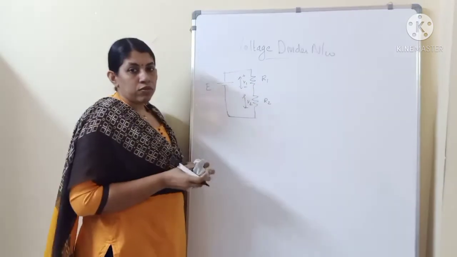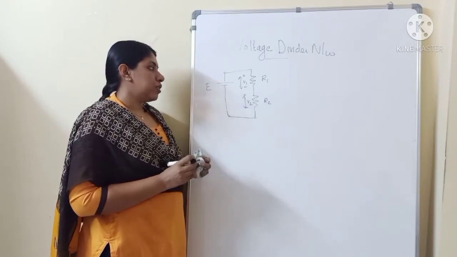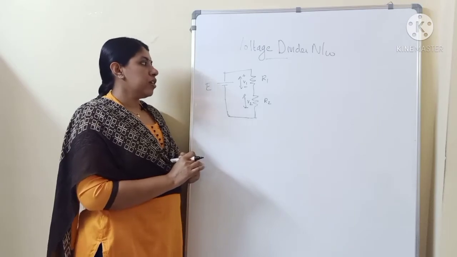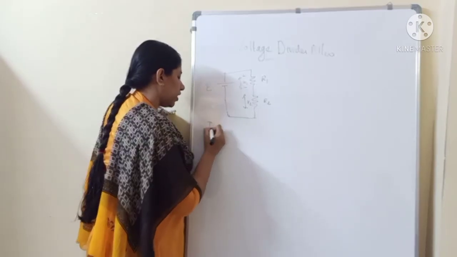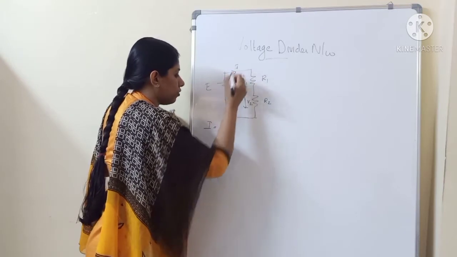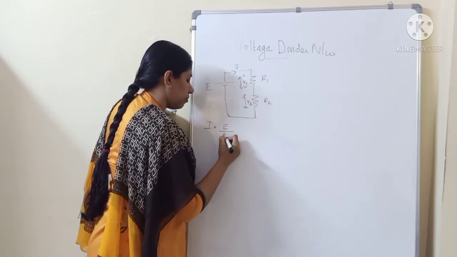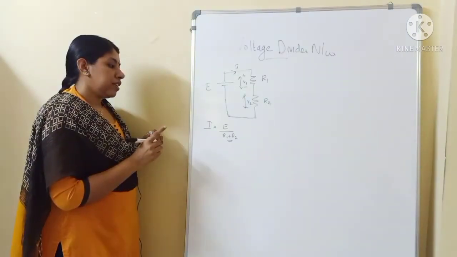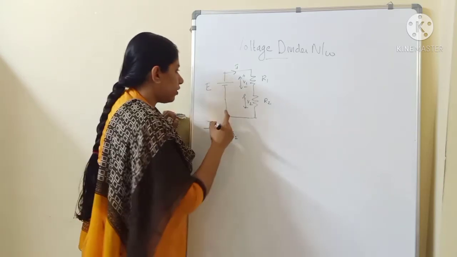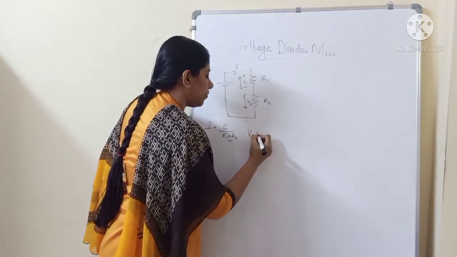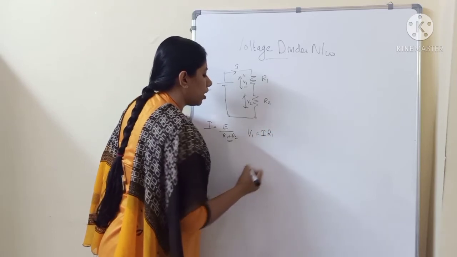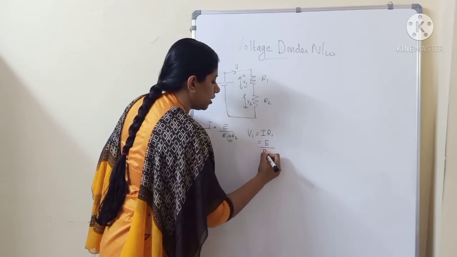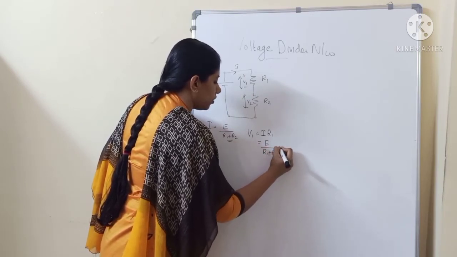Now we can use the voltage divider rule to calculate the individual voltage drops V1 and V2. From this equation we can write the current I as I equal to E by R1 plus R2. This is very clear to you because we have discussed it earlier. Now what will be the value of V1? V1 is I into R1, and if you substitute the value of I, it becomes E by R1 plus R2 into R1.